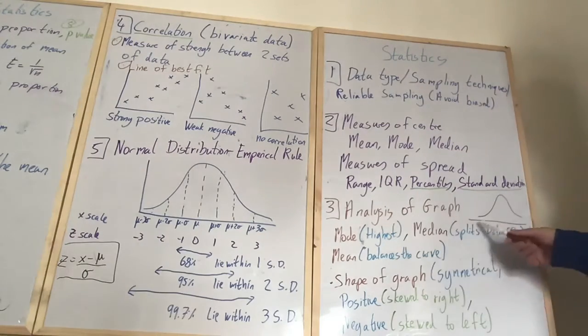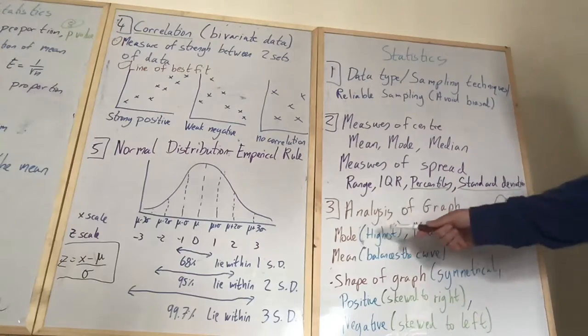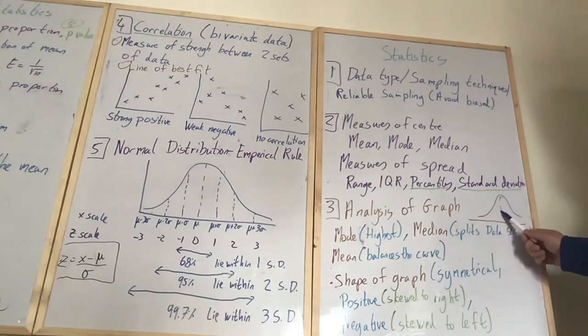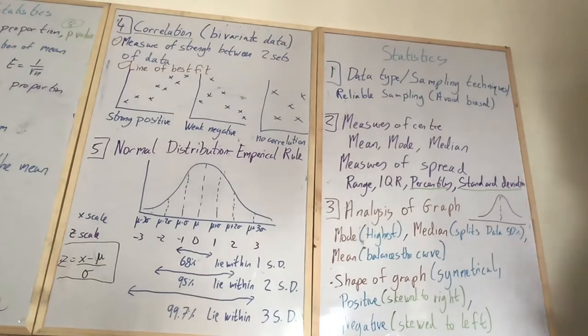So the mode is always going to be the highest point of the graph. The median is where you would split the graph 50-50. So half the information would be below, and the other 50% would be above. And then the mean is where it would balance the curve. Not exactly, the median and the mean won't always be in the same place, depending on how spread the data is.